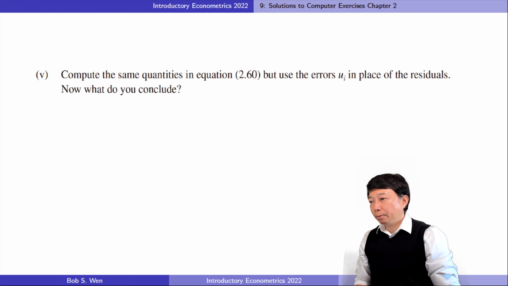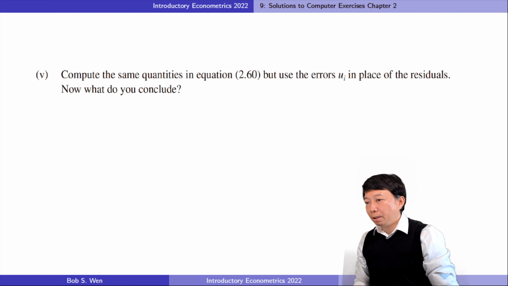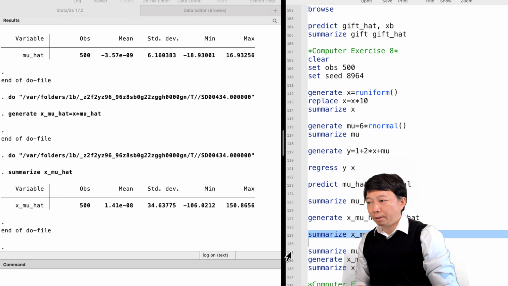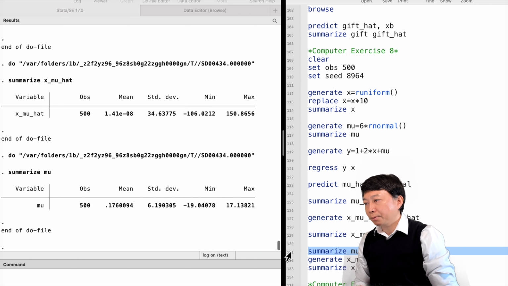For the fifth question, we have mentioned before that because of the small sample size, the sample mean of the error term mu is not 0. We can see it using the command summarize. It leads to the sample mean of the product of mu and x far away from 0.